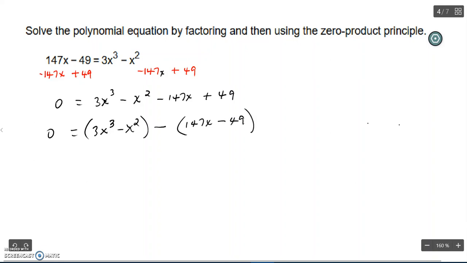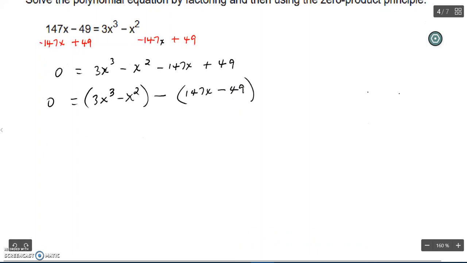Notice the sign change. If I was going to go backwards, I would distribute that negative through the parentheses, and that would become a negative 147x. And a negative times a negative would make that a positive 49. So I've actually already factored out a negative 1, is the way you can think of that.